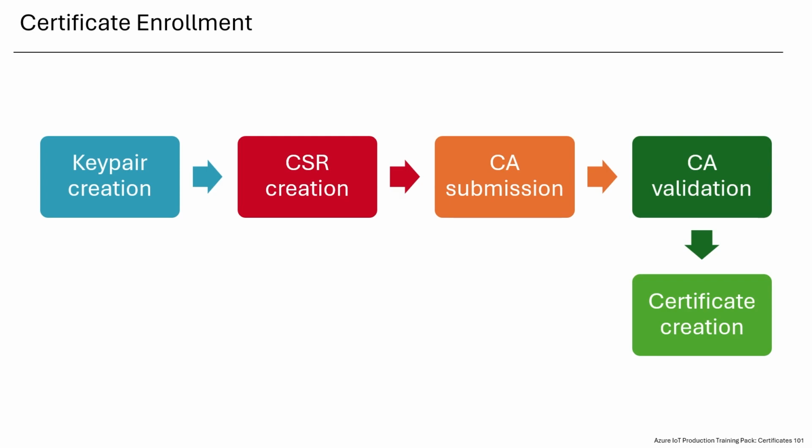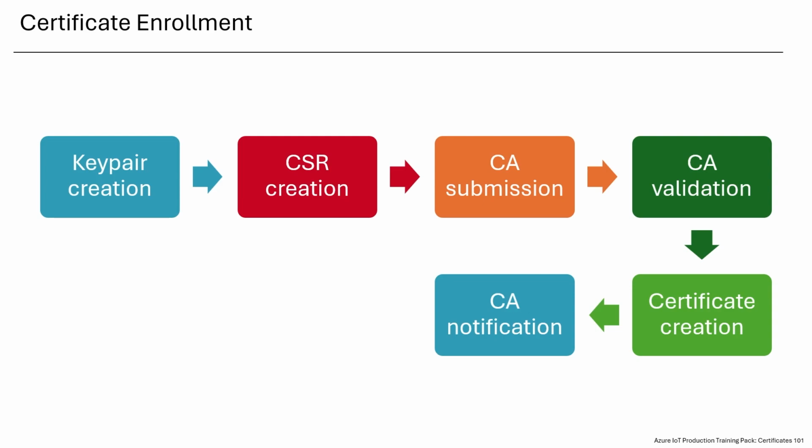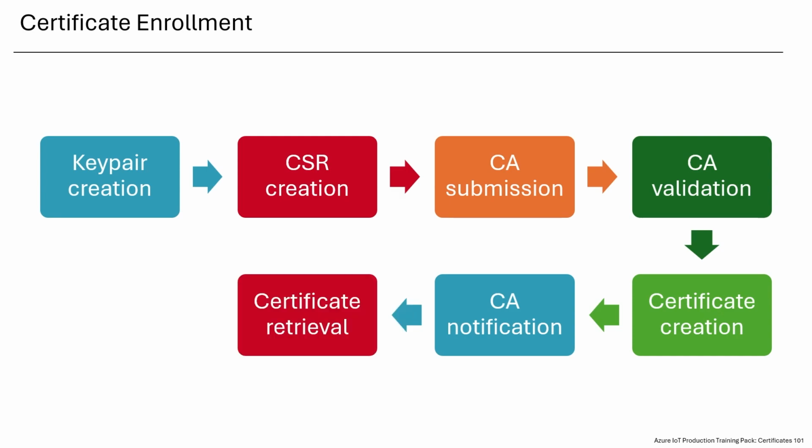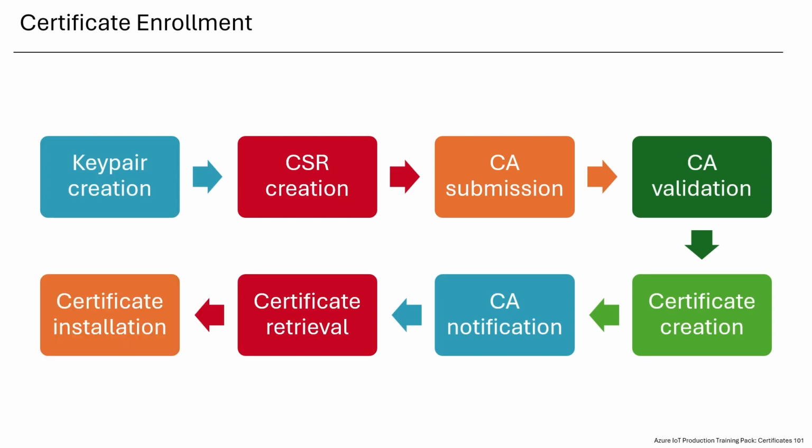Fifth, the CA creates a signed X509 certificate, as described earlier. Sixth, optionally, the CA notifies the administrator of the issuance out of band. This is typically for human processes versus automated processes. Seventh, the administrator retrieves the certificate from the CA and then last installs that certificate on the device.